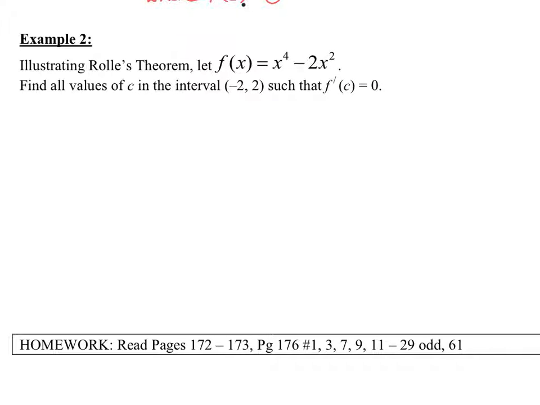Let's run through one more, a little bit quicker this time. Okay, illustrating Rolle's theorem, let f of x equal x to the fourth minus 2x squared. Find all the values of c in the interval from -2 to 2 such that f prime of c equals 0. So this time they actually want those values, however many there are. Okay? So, we do need to illustrate Rolle's theorem, but they gave us the interval.